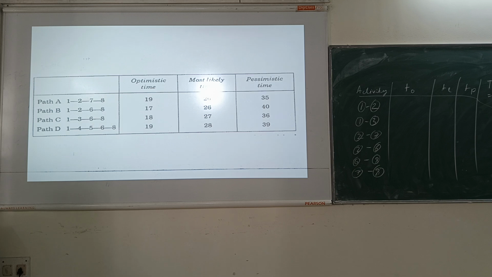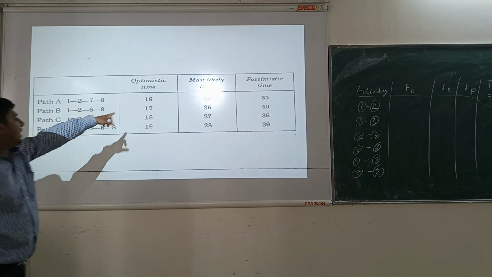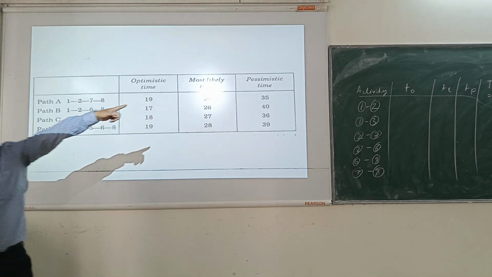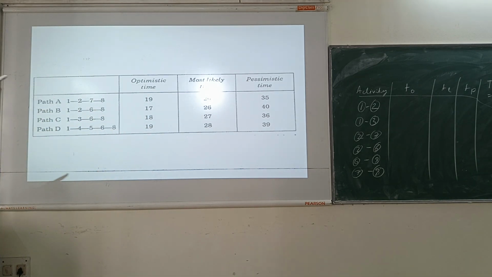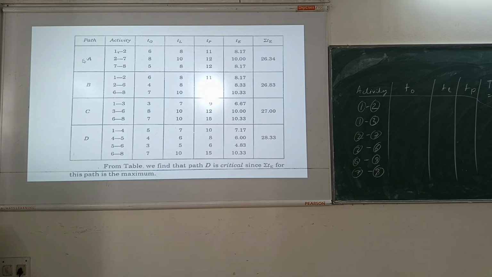Then for every path give me the expected time. Follow the step. Now give me the expected time for every path. Like this way you can also do: for every path, take out the individual expected time of each activity and do the summation. Or you can do accordingly, just like the previous step.